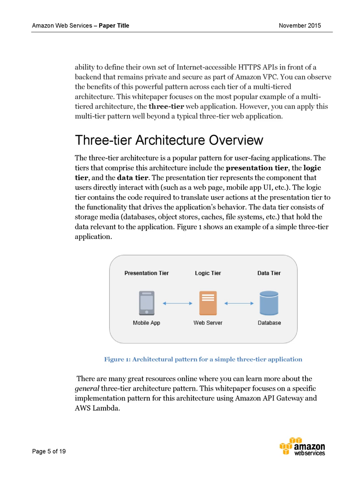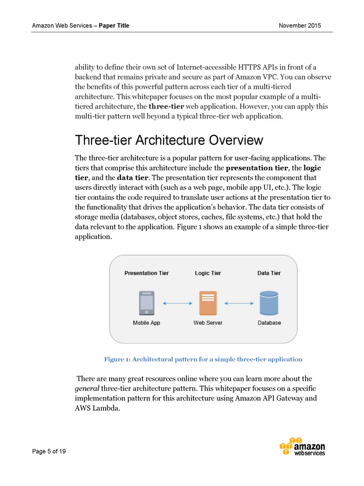You can observe the benefits of this powerful pattern across each tier of a multi-tiered architecture. This white paper focuses on the most popular example of a multi-tiered architecture, the 3-tier web application. However, you can apply this multi-tier pattern well beyond a typical 3-tier web application.